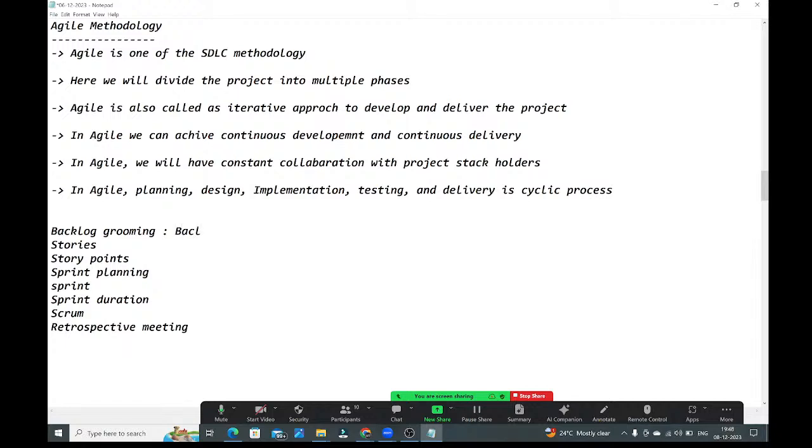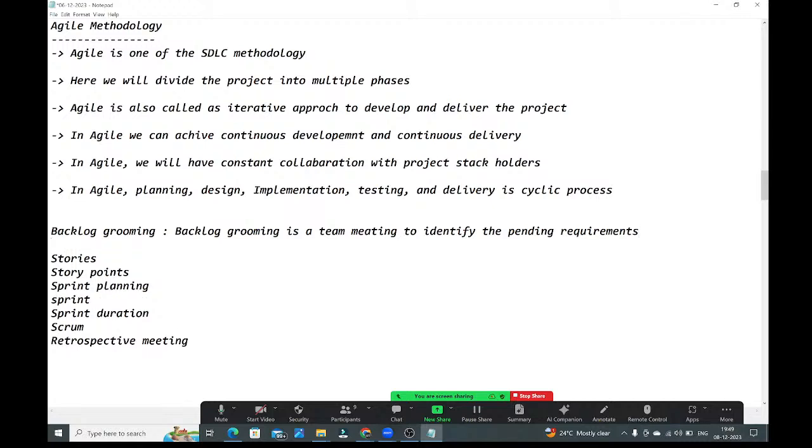Backlog grooming is a team meeting to identify the pending requirements, guys.